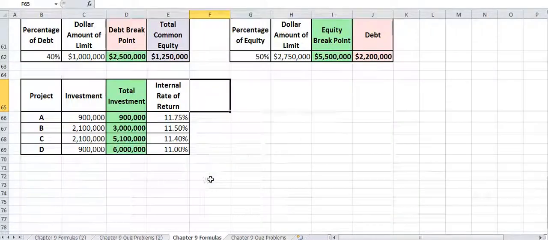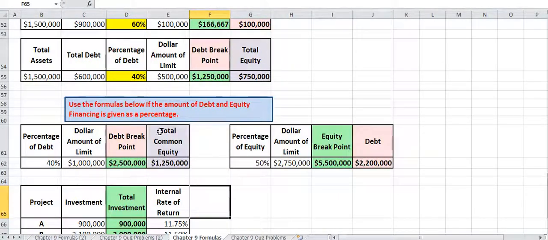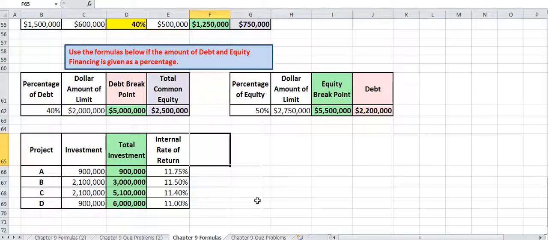So we use this formula right here because it gives us our percentages of debt. It doesn't give a dollar amount, so we want to use these bottom two. Our percentage of debt was 40%. The first limit was 1 million, so I put that in right here, and that's going to give us our first debt breakpoint of 2,500,000. For our second debt breakpoint, we put in our second limit, which is 2 million, and that gives us our second debt breakpoint of 5 million, and you can see that on the chart over here.